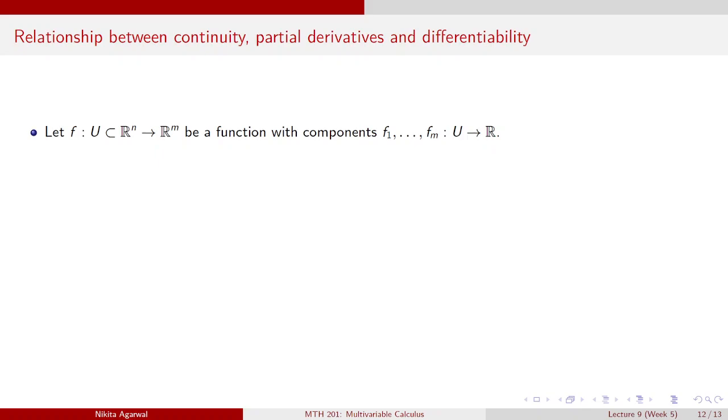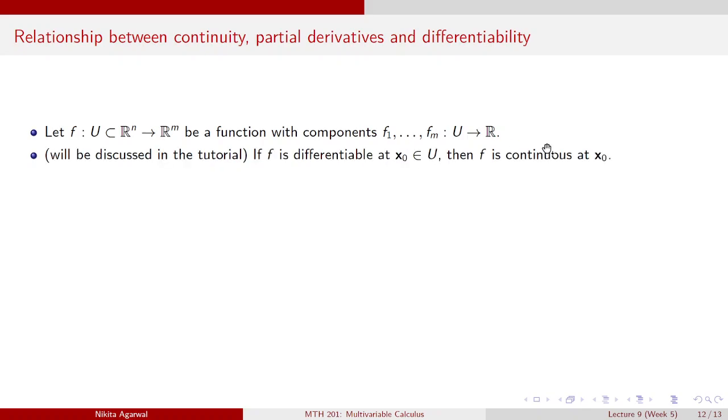Okay. Now the question is, what is the relationship between continuity, partial derivatives and differentiability? You know all these 3 notions. So suppose you have a function f from U, which is a subset of Rn, to Rm. It's a function with components f1 through fm, which are from U to R. If f is differentiable at a point, then it's also continuous at that point. So in the one variable case, you know this fact, right? That a differentiable function is also continuous. But it's also true with the definition that we have studied today. So this will be discussed in the tutorial.